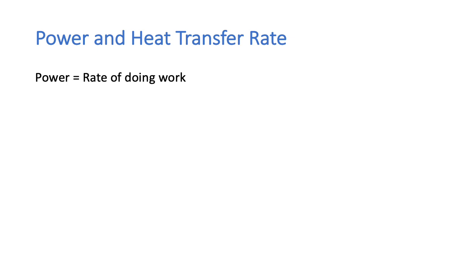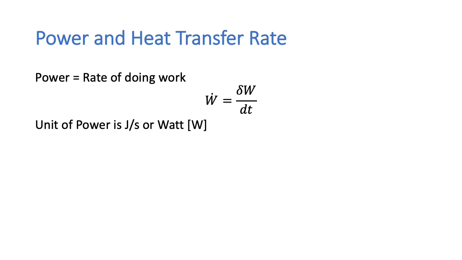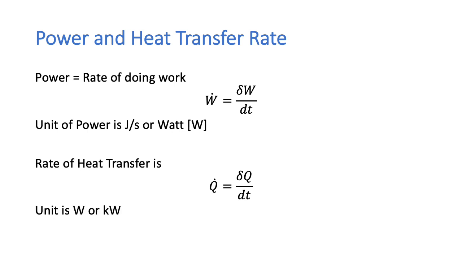We define power as being the rate of doing work. This will be denoted by W dot, which is equal to delta W by dt. The units of power would be joules per second, and we call this a watt. The rate of heat transfer is Q dot, which is delta Q by dt, and the units of this are also the same as that of power, watt or kilowatt.